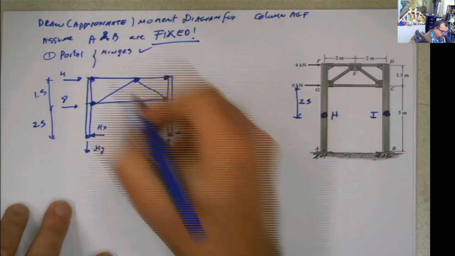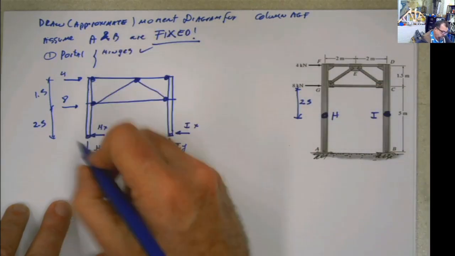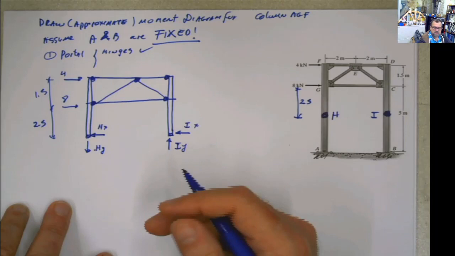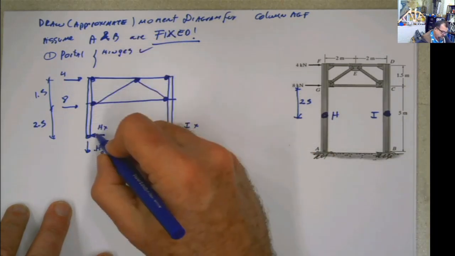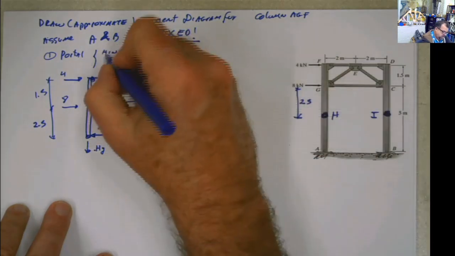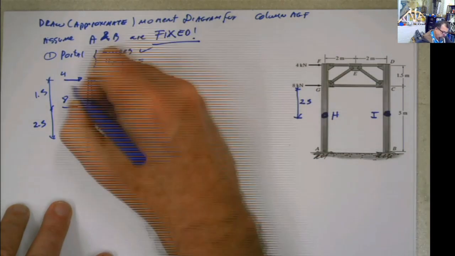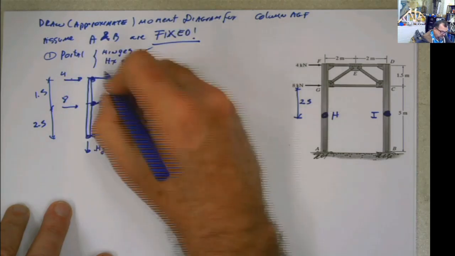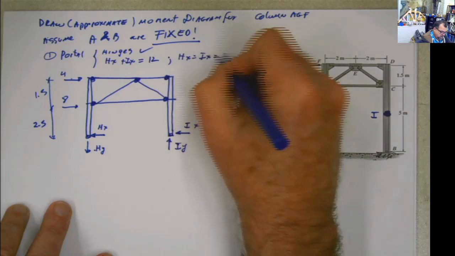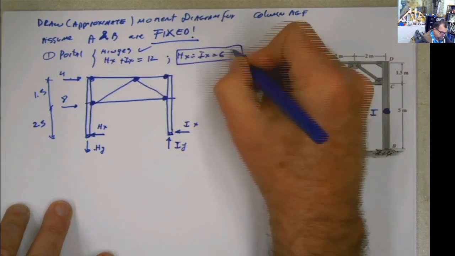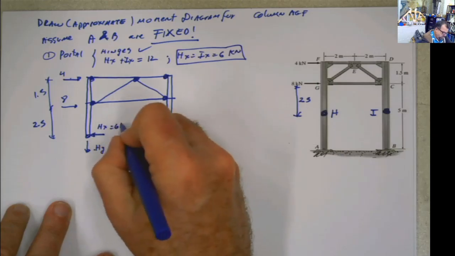Done. The second step is the columns are absorbing the shear equally, except the interior columns that absorb twice as much shear. So if I say that the shear here and the shear here are the same, so HX plus IX has to be equal to 4 plus 8, 12. And if they are the same, then each one of them is 6 kilonewton, exactly as we did before. This is the same approach.